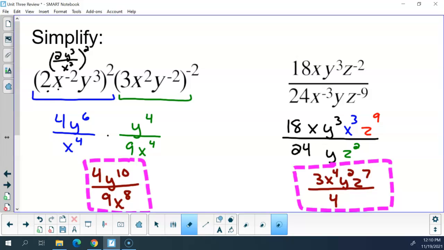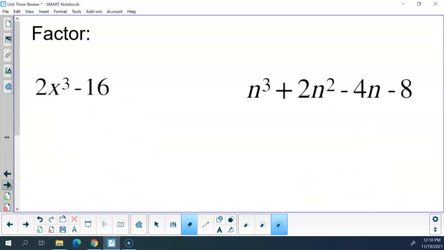Yes, ma'am. Why are you switching to the second? I don't like negative exponents. You shouldn't either. Because it's wrong. We don't like negative exponents. We haven't liked negative exponents since day number 1 of this unit. Factor. So you can't factor anymore.